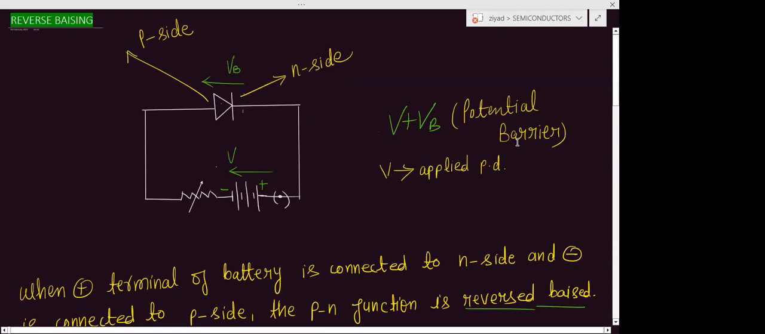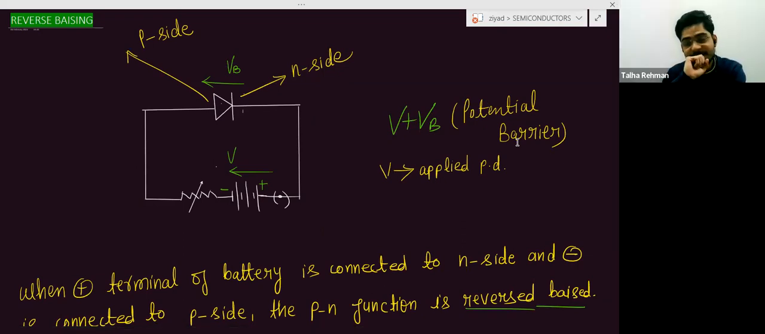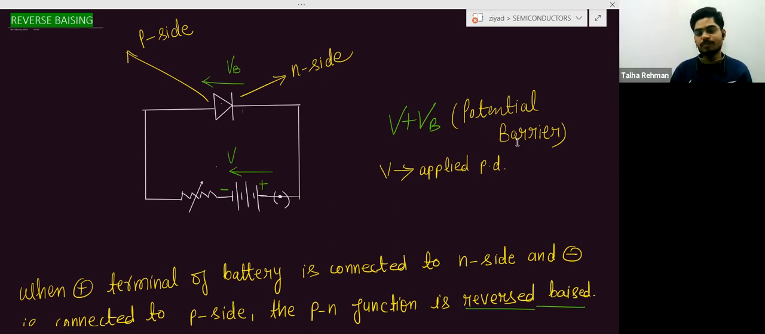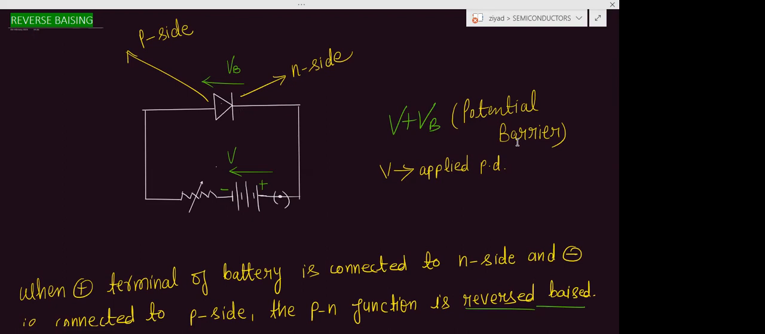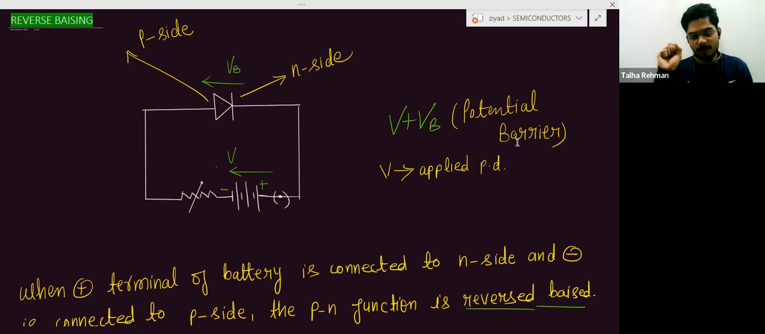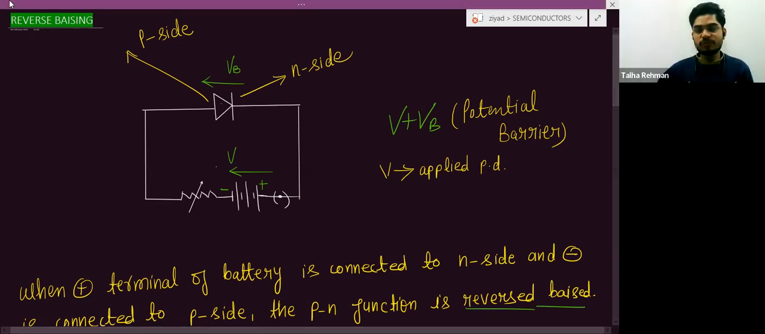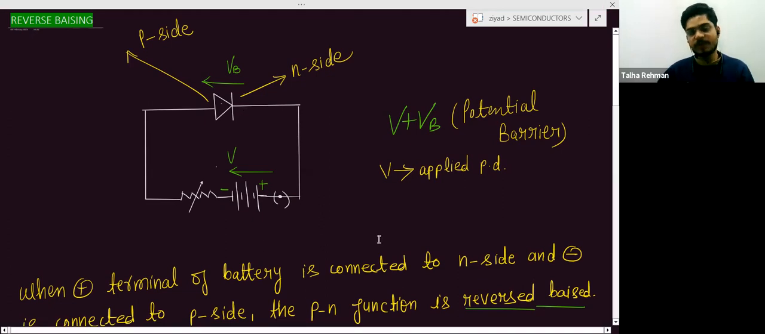It's increasing. So when the potential barrier is increasing, it means the energy barrier is increasing, which means the resistance will also increase. But before that we can say that the motion of the charge carriers will decrease, and due to that the depletion layer thickness will increase, you can say. Or the resistance will increase. Resistance here will increase, and the current will be in the microampere range or less than in forward biasing.